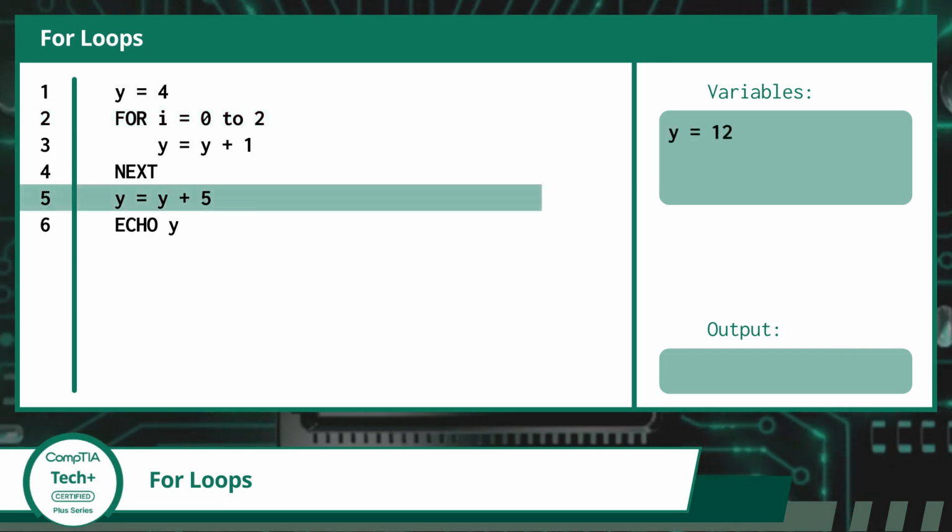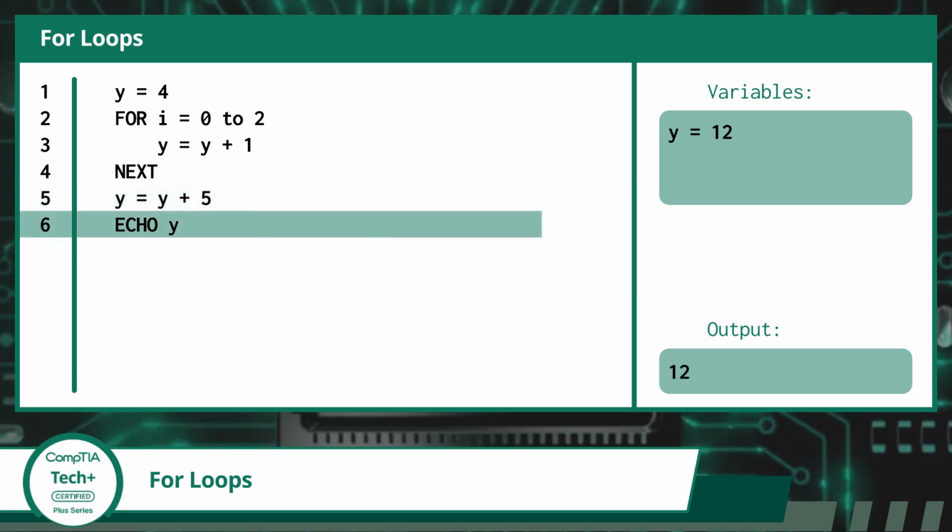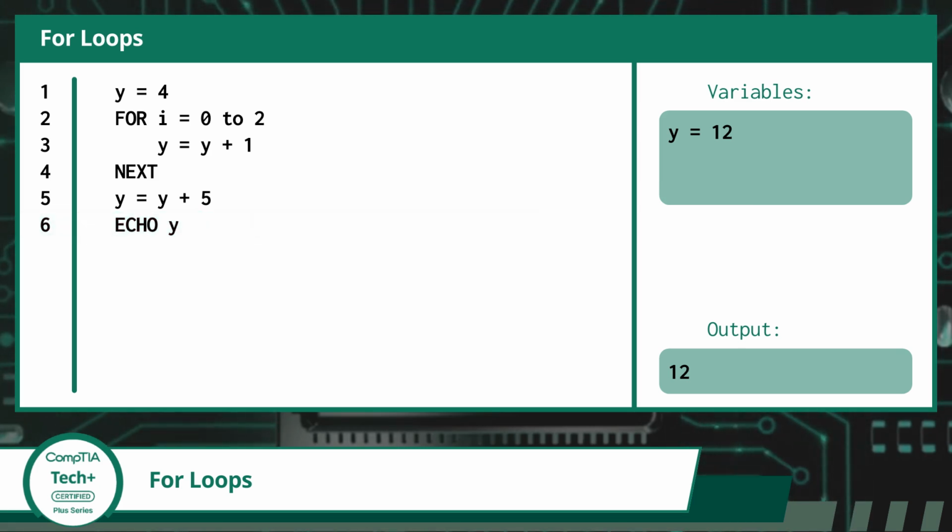On line 5, we will reassign y with the current value of y plus 5, making 12 the new value. We also no longer retain the counter variable i in memory, as we have finished with our for loop. Next on line 6, we see the word echo. Echo is a word used by some programs to perform an output. In this case, our program is called to output the value of y, which is currently 12. And with no more lines of code, our program ends.